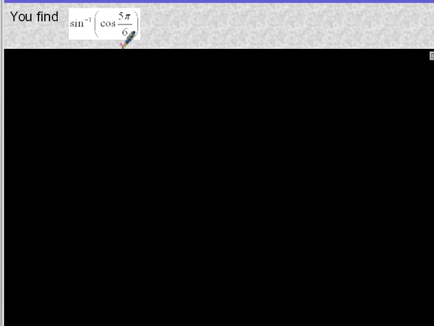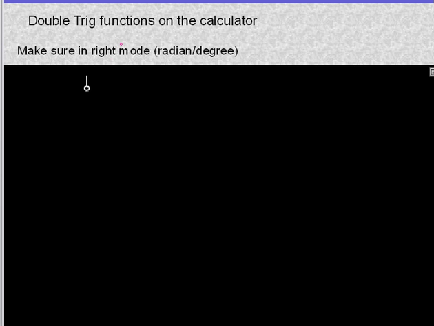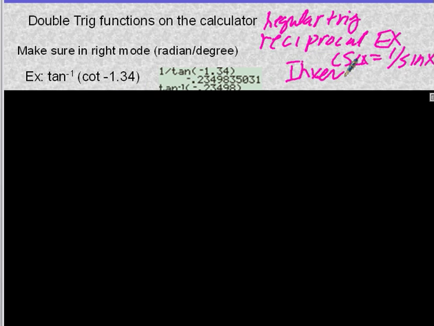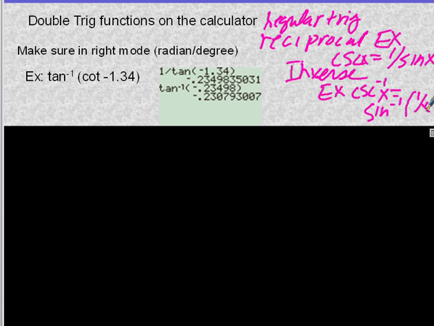All right, we're going to try double trig functions on the calculators, and you just need to be careful because remember we've got reciprocal trig and inverse trig functions. Remember, the regular trig functions for the reciprocals are going to be 1 over. Example, cosecant is equal to 1 over sine of x. For inverse, example, inverse cosecant of x is equal to inverse sine of 1 over x. So it can get very confusing. You just need to keep your rules straight.